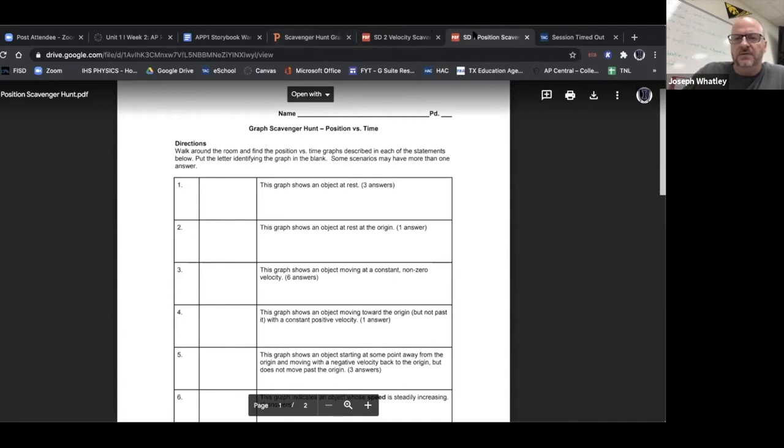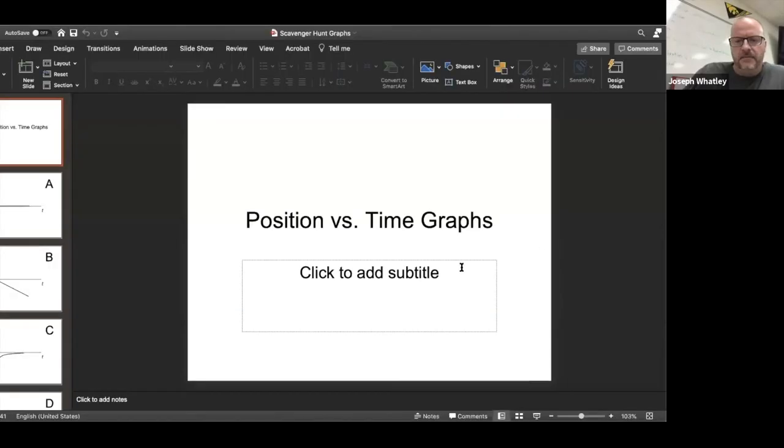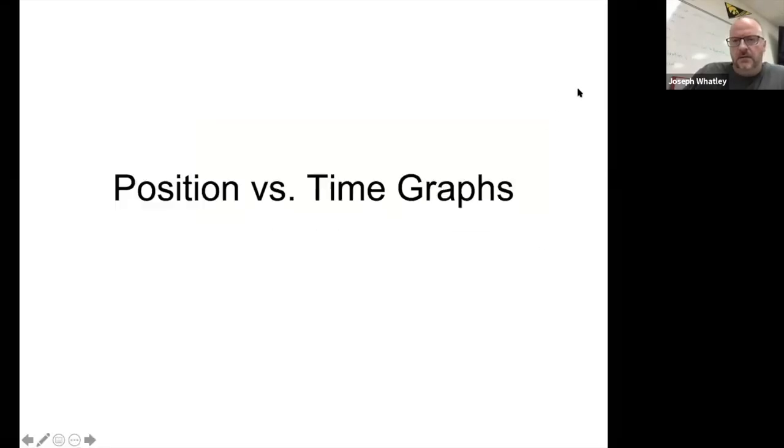So I'm going to go directly to the PowerPoint, which is shared separately. Let me open the PowerPoint and now I can share it. All right, we can go through the PowerPoint and talk about what each graph means. I'm not looking for specific words necessarily, but I'm going to lead you to different things. So what do we have?